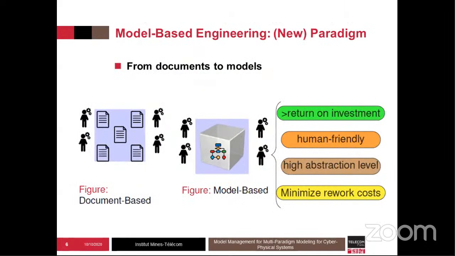And so the idea is that instead of using documents as traditional methods for specifying systems, we move to models. So everyone should be using models to represent the specification. And when you use models of a given language, as Hans talked about, then you can start building tools to do these analyses and verify the consistency between the different models.